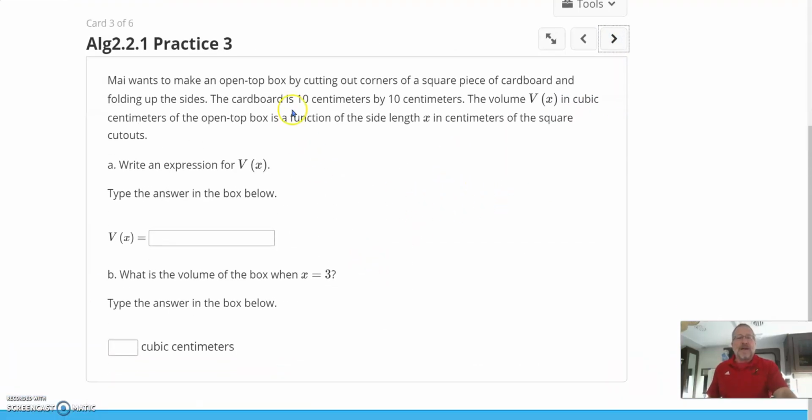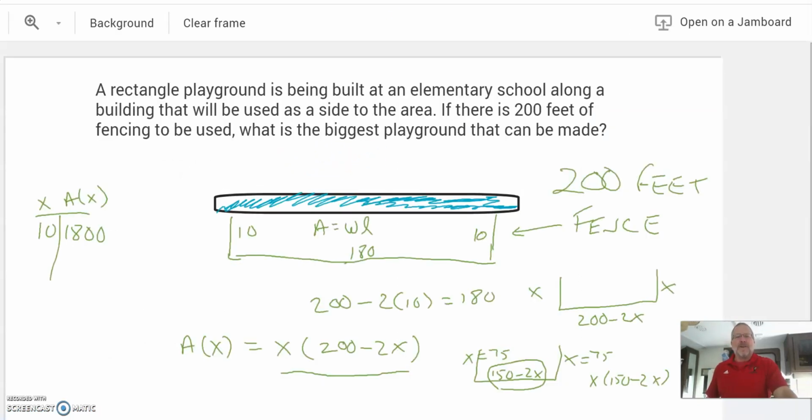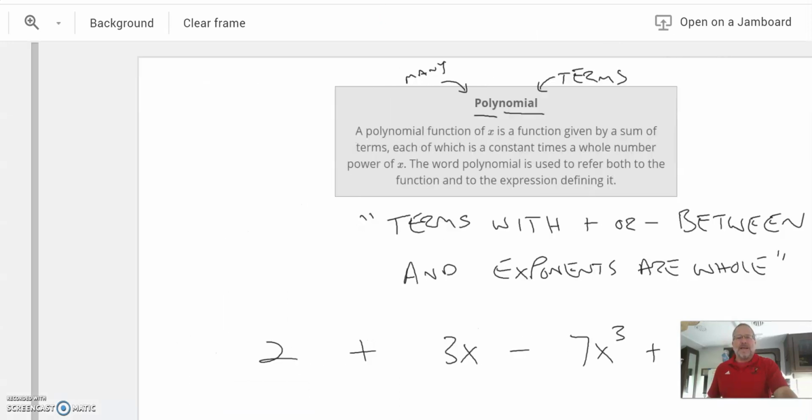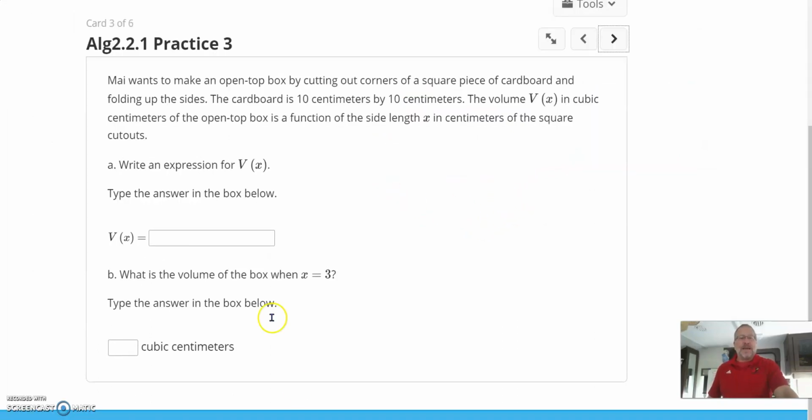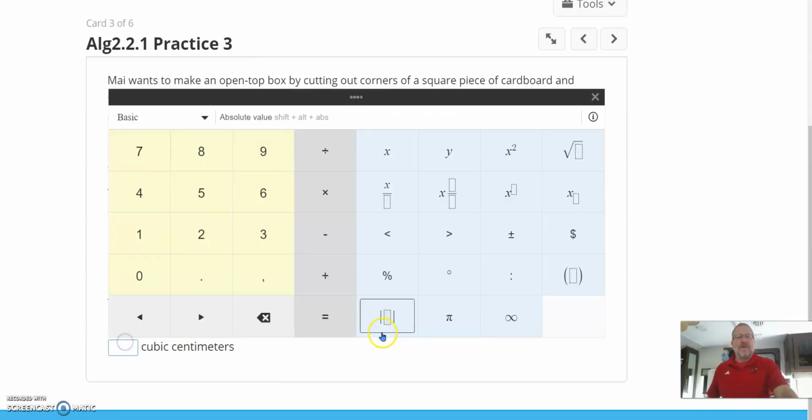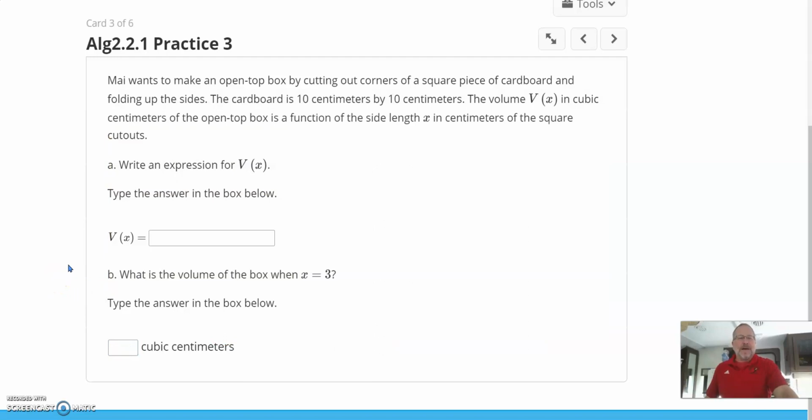And then the last one, you have to build a box out of a 10 by 10. So you get to do another box. You're going to do the same thing we did here, but instead of an 8.5 by 11 piece of paper, it'll be a 10 by 10. So the equation you should have should be almost identical to this. And if you plug and chug a value like 3, you'll be able to get a volume. I hope this helps.